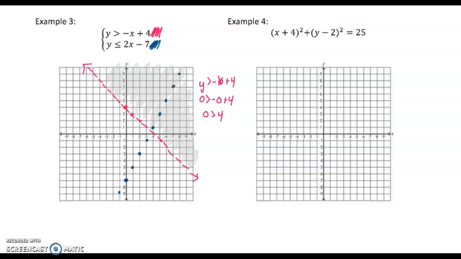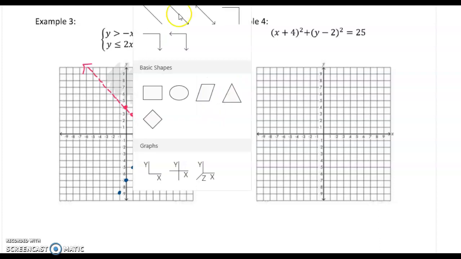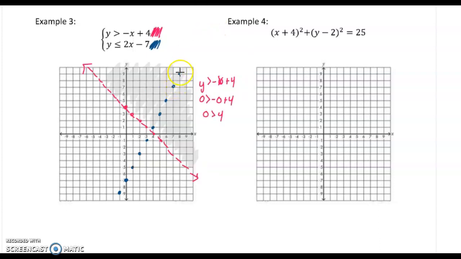Now, you can test any point. I just like to test 0, 0 because it's really easy to plug the numbers in. It just makes my life easier to do it in my head. So you don't have to do 0, 0, but if 0, 0 is not on the line, that tends to be my preferred point to test. All right, good enough right there.